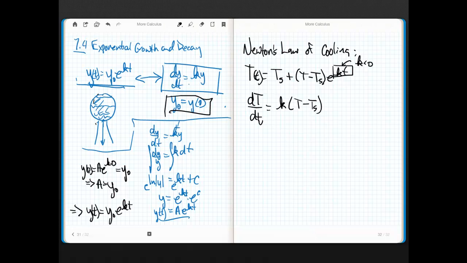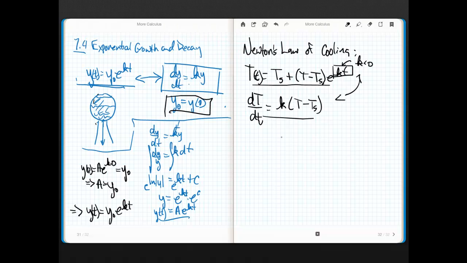The difference between the pizza and its surrounding is going to have an effect on how quickly its temperature changes. The larger the difference, the faster it's going to cool when it's really, really hot. But as it gets closer and closer to the temperature of the surrounding, it begins to cool less and less quickly. All right? Well, watch. I'm going to show that this guy right here is a solution to this differential equation.